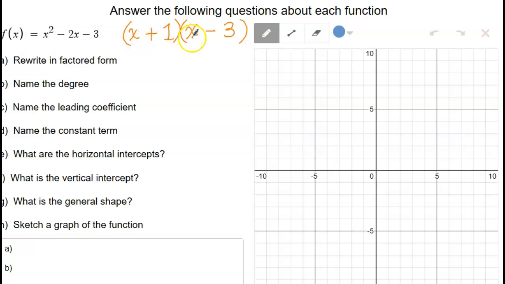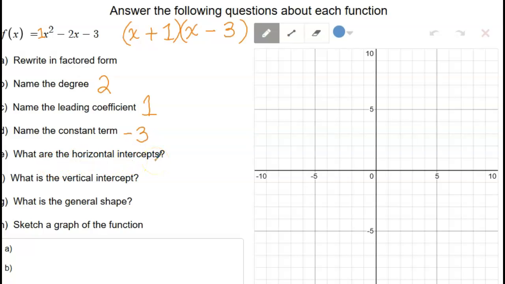Degree, we have 2 x's, or we have this exponent here, which is 2. Leading coefficient, there's no number in front of the x squared, so we say that it's a 1. Constant term, you can either multiply all the constants here or look at this one, which would be negative 3.